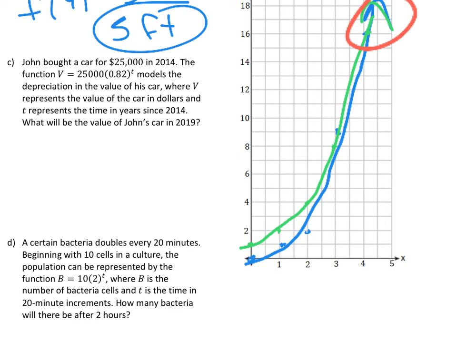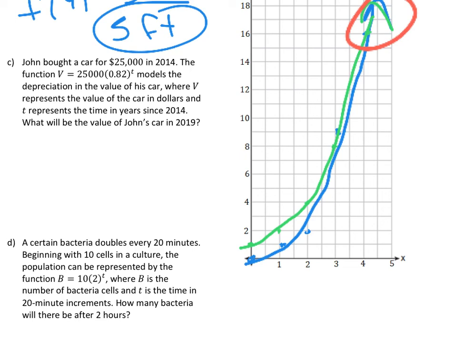So there's a common phrase that as soon as you buy a car and you drive it off the lot, it depreciates in value. You lose value. That happens with most things that we buy, just because technology keeps evolving so quickly. Where V represents the value of the car in dollars and T represents the time in years since 2014. What will the value of John's car be in 2019?